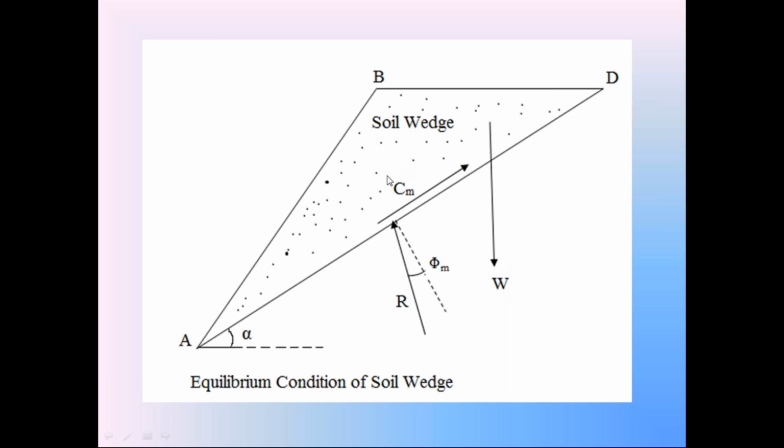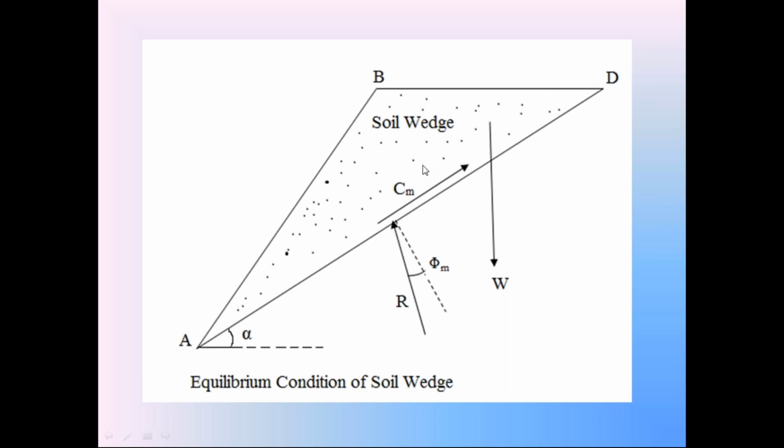The second force is Cm, the mobilized cohesion force. Just now I explained, when the soil wedge is subjected to failure, on the failure surface AD the soil wedge applies the mobilized cohesion in the downward direction. So from this soil wedge, the mobilized cohesion Cm acts on AD in the downward direction. From Newton's third law, for every action there is an equal and opposite reaction. So the failure surface AD subjects the soil wedge to the same Cm force, but in the opposite upward direction.